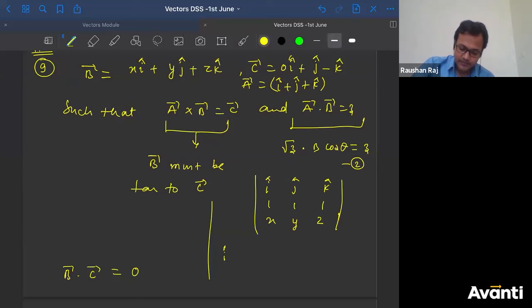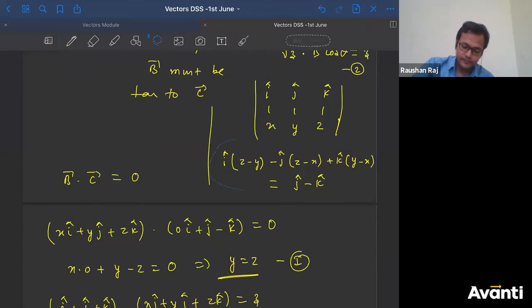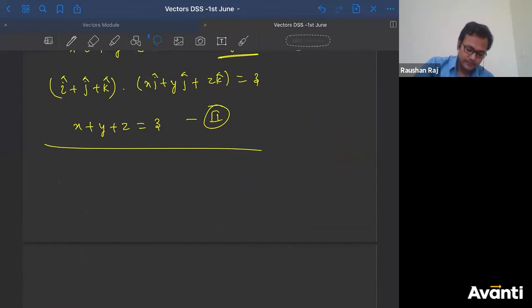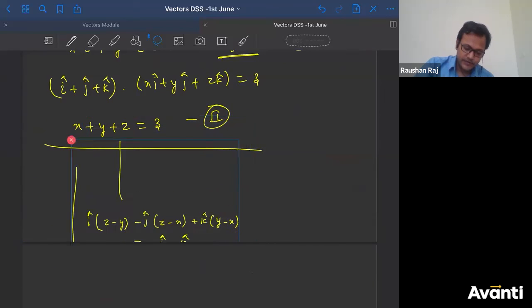So I'll write i cap into z minus y, minus j cap into z minus x, plus k cap into y minus x. This must be equal to vector C. What is vector C? j cap minus k cap. So equate. This is what we are having, right?